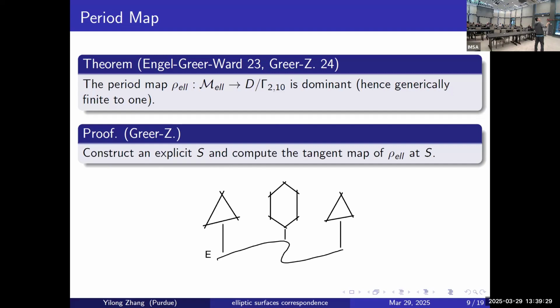So this is a result originally proved by three authors, Philip Engel, Constantine Rail, and Rail, two years ago. And last year we did a different proof. Our proof is rather just to construct an explicit elliptic surface and then compute its tangent map. We show the tangent map is of maximum rank, and then it must be dominant. This is a picture of the surface we constructed. It's one of the surfaces with maximum Picard number.